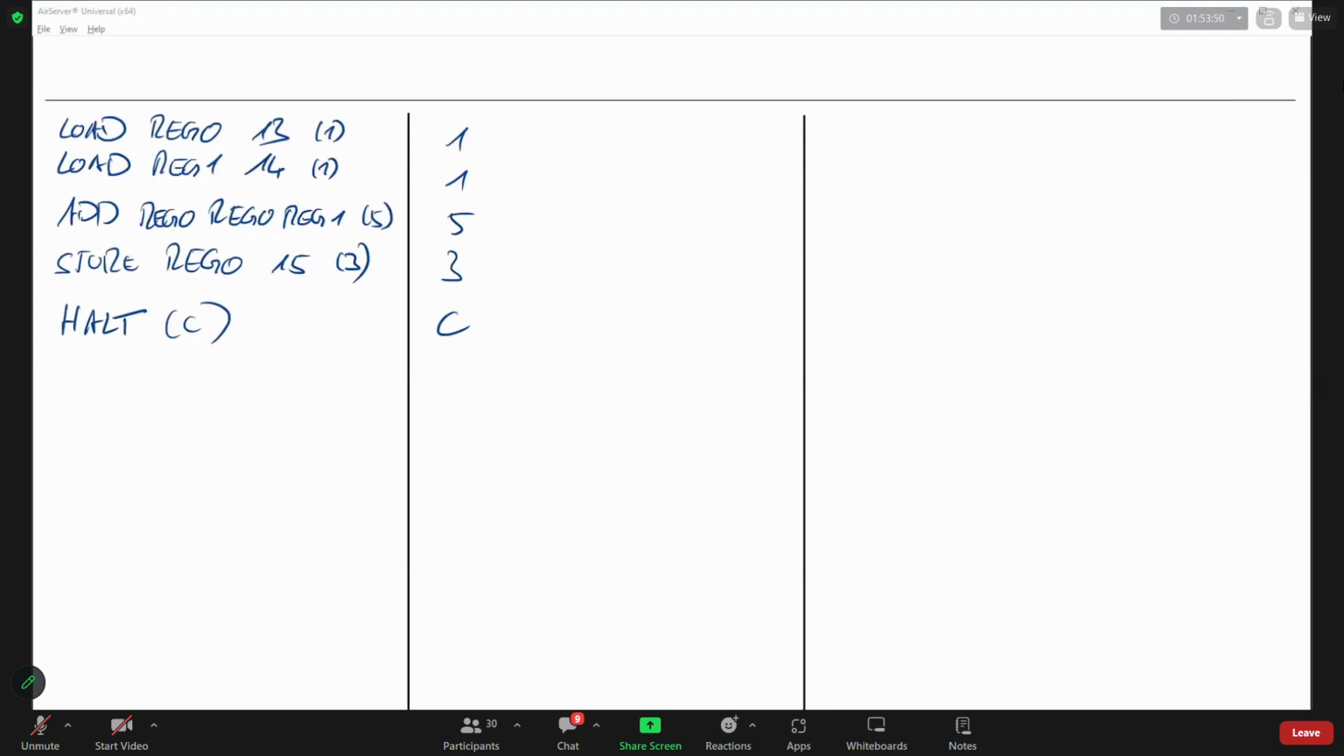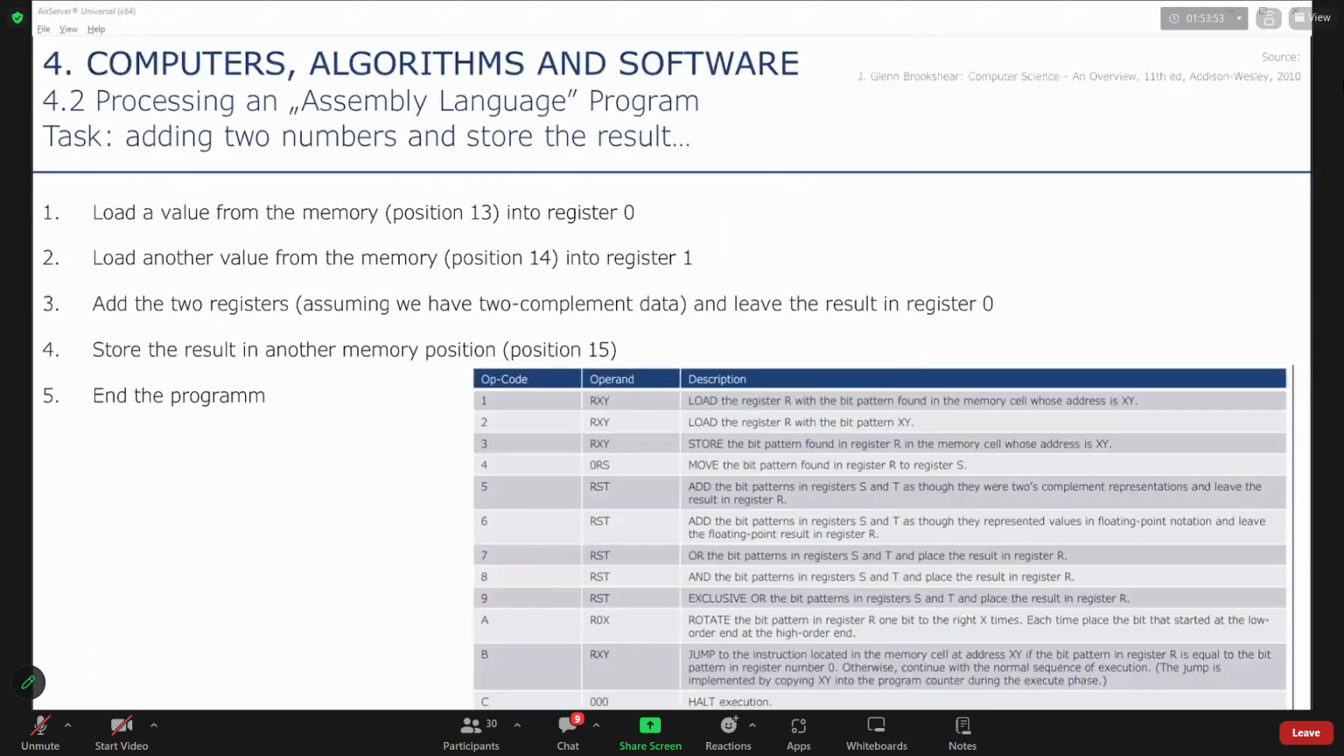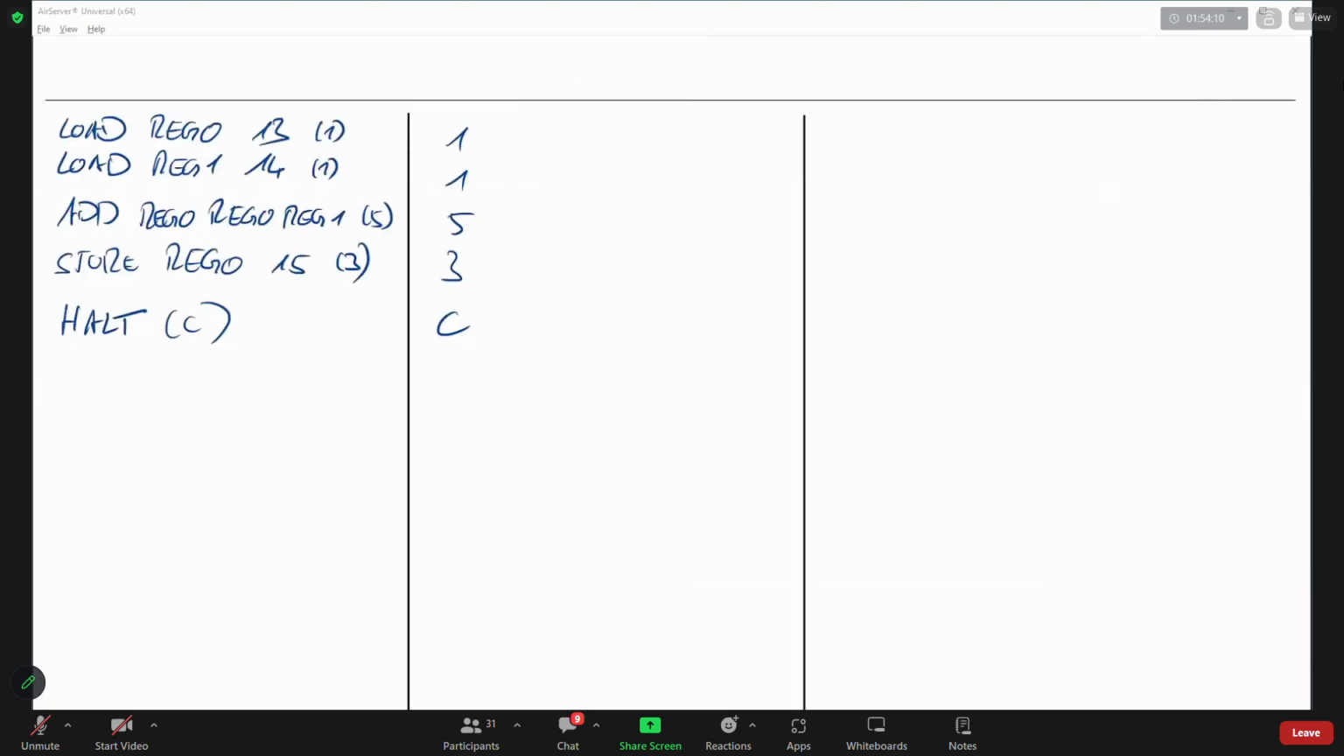And then we have the operands. So for the load, we have the register where we want to store the value and the address cell from where we want to load the value. So here we are storing in register 0, and we are getting from cell 13. So our total command is 1013. Let's maybe mark with some colors here. So that's the load. That's the register 0. And that's the memory cell 13.